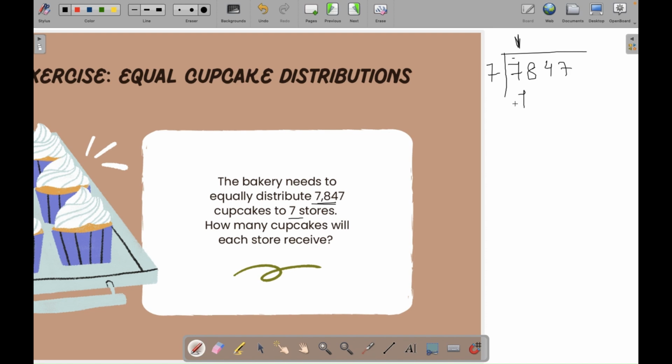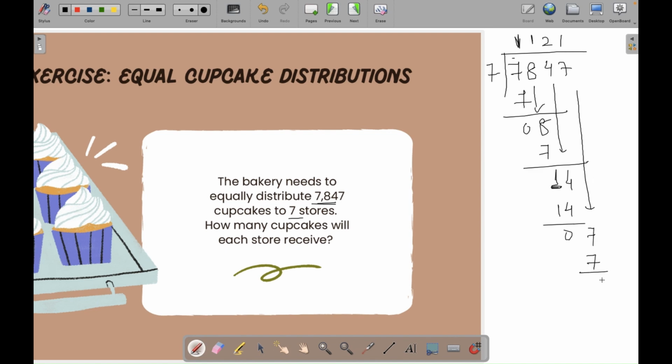So 7 ones are 7. Right, remainder is 0. Then 8 comes down. Again 8 is greater than 7, so we'll use 7 ones are 7. Right, remainder is 1. Then this 4 comes down, then we'll have 14, right? Which is larger than 7. So 7 twos are 14. This becomes 0. Now this 7 comes down. And we know 7 ones are 7. So the remainder again we got as 0. So each store will receive 1121 cupcakes.